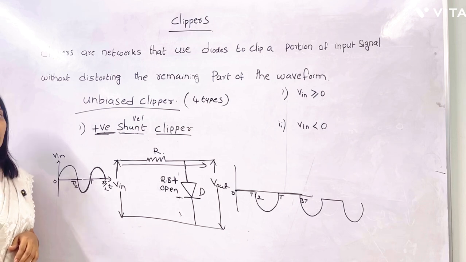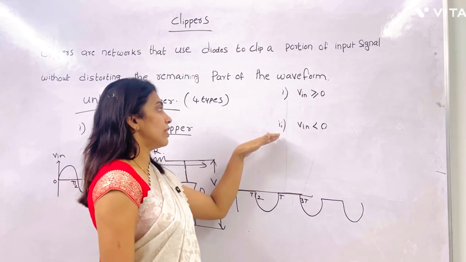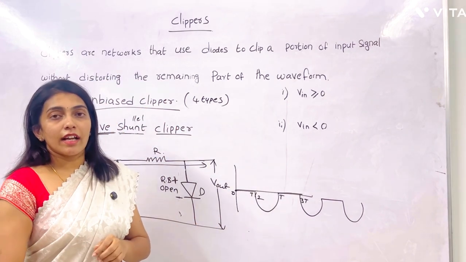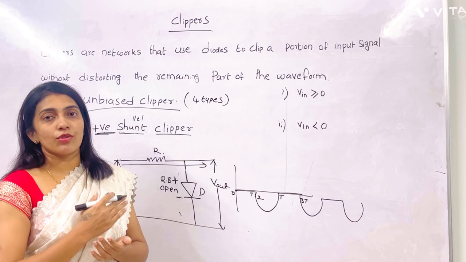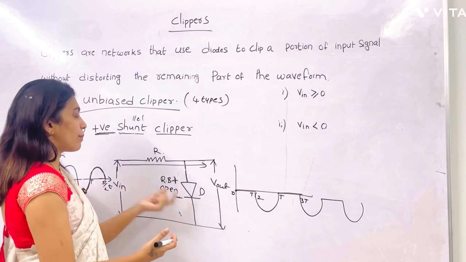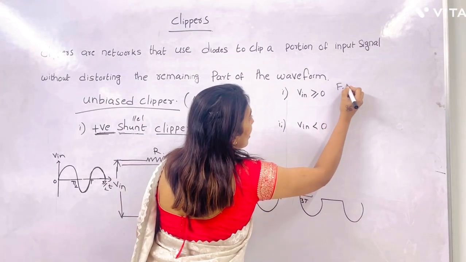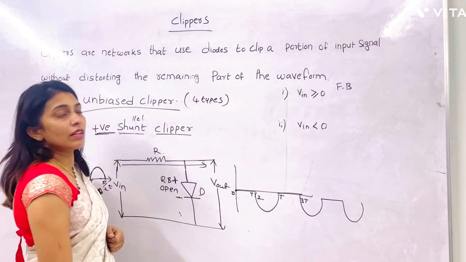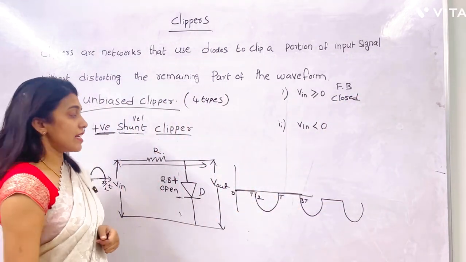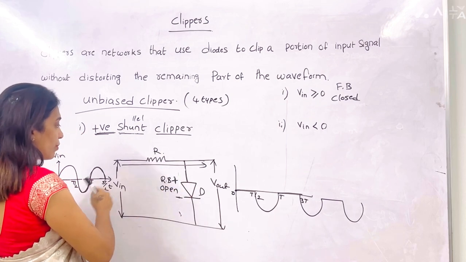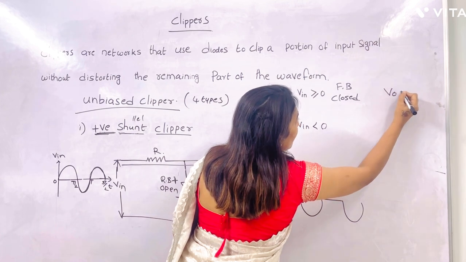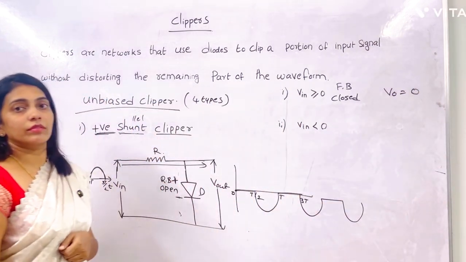Positive shunt clipper. Here we have to discuss these two conditions also. First condition is V in greater than or equal to 0, which means the input is on the positive side. If the input is on the positive side, the diode goes to forward bias condition, which means it acts like a closed switch. If it is in closed condition, the input is short circuited, so at the output side we cannot get the output.